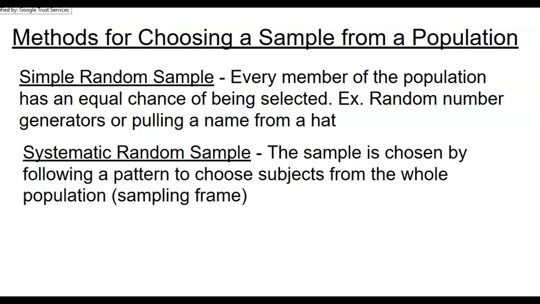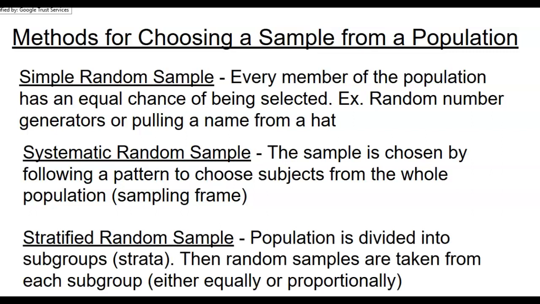Systematic random sample. Individuals are selected at regular intervals from the sampling frame, or a list of the entire population. For example, if the school has a list of all the students in the school and chooses every 5th student on the list to survey, or a store chooses every 100th customer that comes through the line to give a survey.